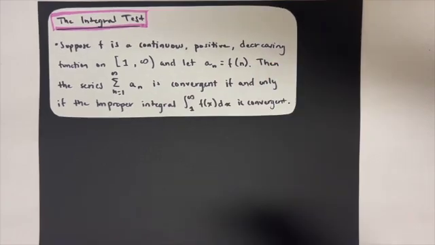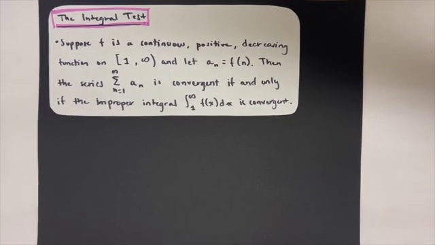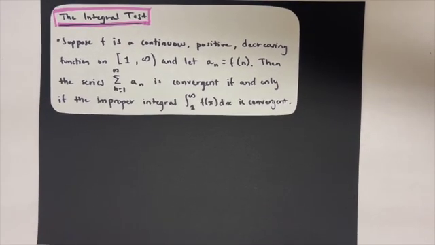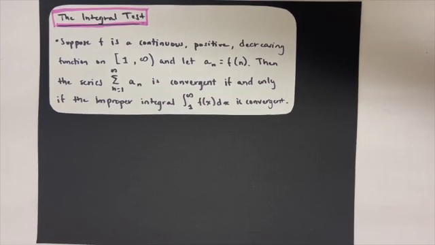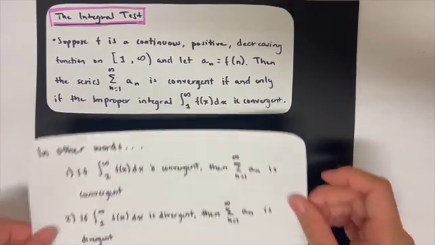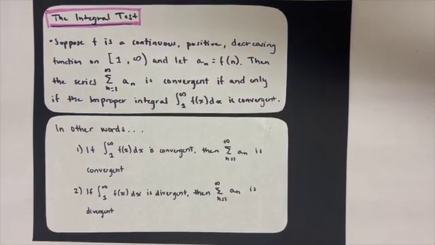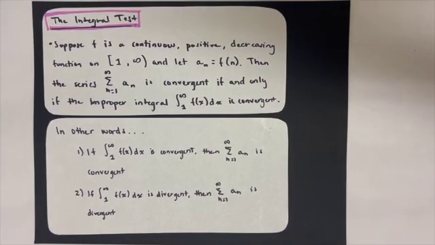Today we'll be talking about the integral test. The integral test looks at a function, and if the function is a continuous, positive, and decreasing function from 1 to infinity, and we let a series equal f(n), then this series is convergent if and only if the improper integral is also convergent. In other words, if the integral is convergent, then the series is convergent. And if the integral is divergent, then the series is also divergent.